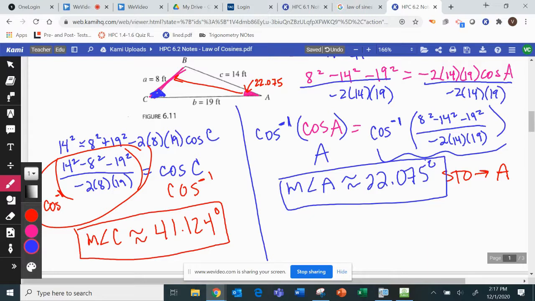So if you have two angles, you can find the third one by the triangle sum theorem. 180, subtract the two angles, use the full version of the angles, do not use rounded answers. All right.